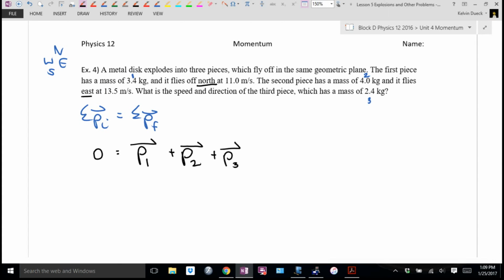Piece 1, what direction did it fly? North. So that's going to be an arrow pointing straight up. What am I going to put on that arrow? 11 times 3.4. I can do my 11 times table in my head. If it was 11 times 34, it would be 374. Double check me.